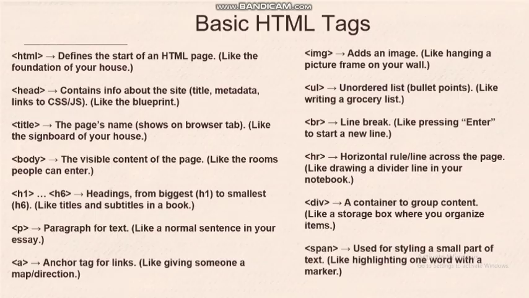So next tag, UL, unordered list, that is for bullet points, like writing a grocery list. BR, line break, just like pressing enter to start a new line. Just if you are typing or you are using your phone, you press enter, it goes to the next line. That's what a BR tag does in HTML code.